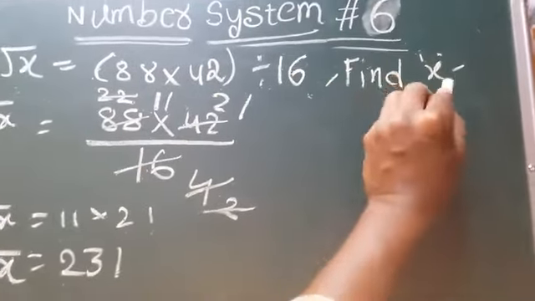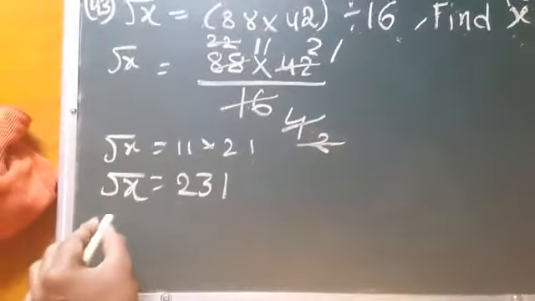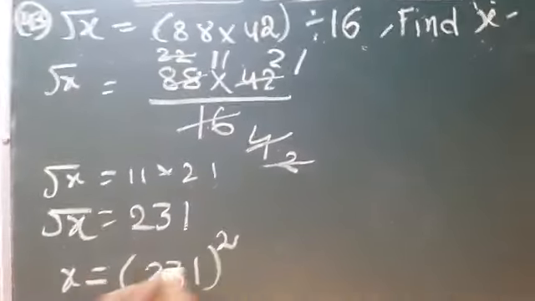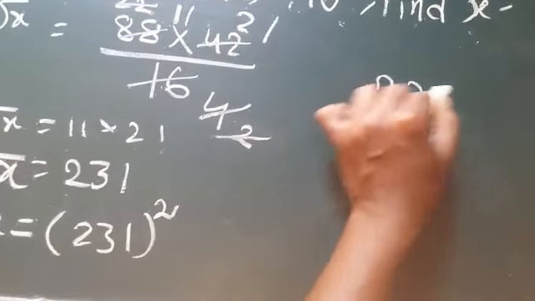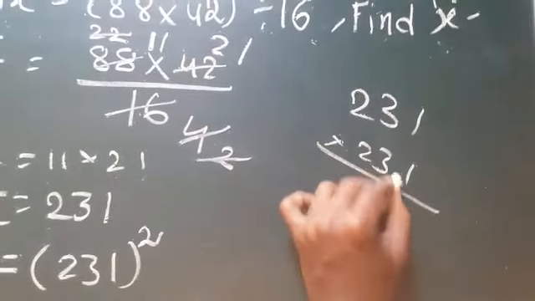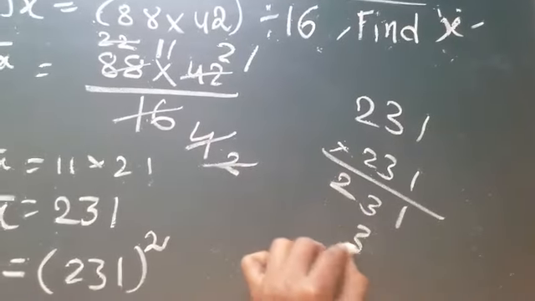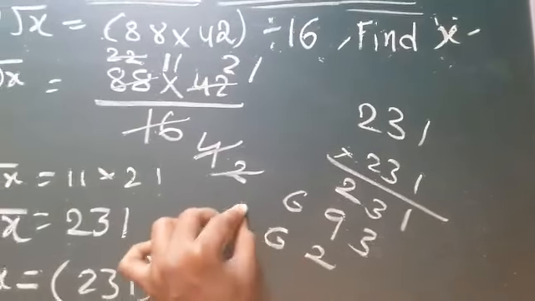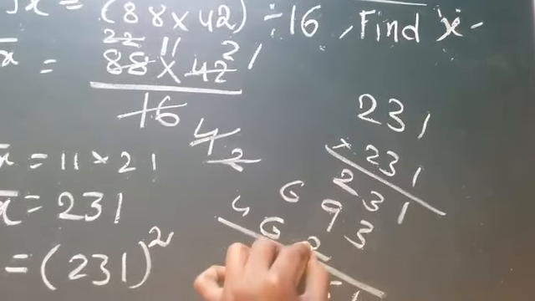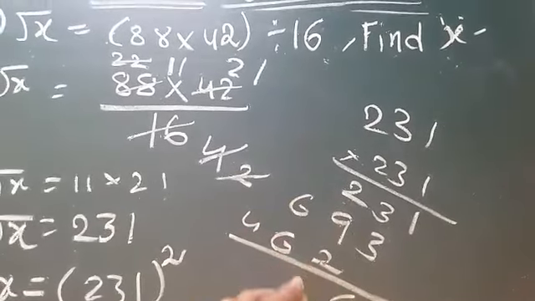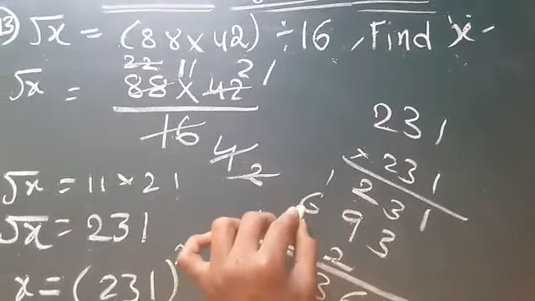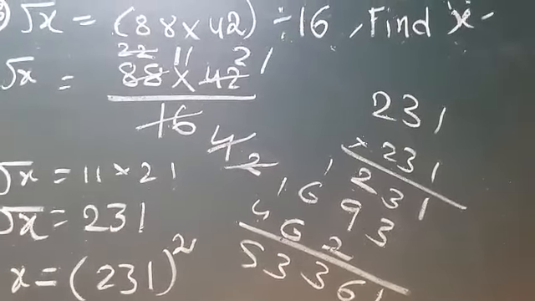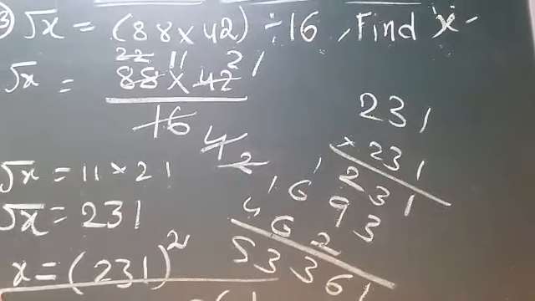But here we want the value of x, not root x. So to find the value of x, we have to square the term 231. If you square this, you will get the answer. 231 into 231. 1 one is 1, 1 three is 3, 1 two is 2, 3 ones are 3, 3 threes are 9, 3 twos are 6, 2 ones are 2, 2 threes are 6, 2 twos are 4. Adding up, x equal to 53361 is the answer for this problem.